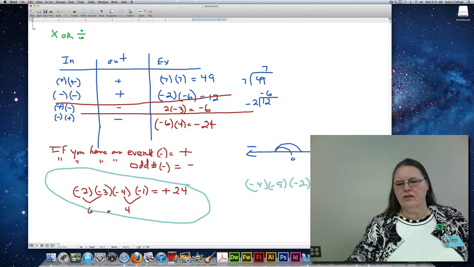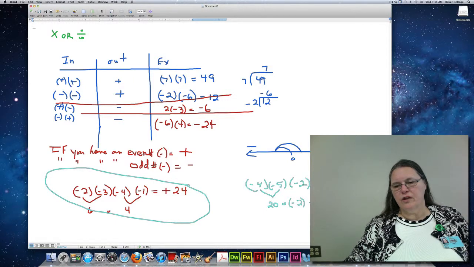In this case, if I count 1, 2, 3 signs, I know my output's negative, and here's why. These two pair together, 5 times 4 is 20, and there are 2 symbols, so it becomes even. But this one still remains the opposite of 2, so that sign is in charge. So my output has to be negative. 2 times 20 is 40, but it's a negative 40.